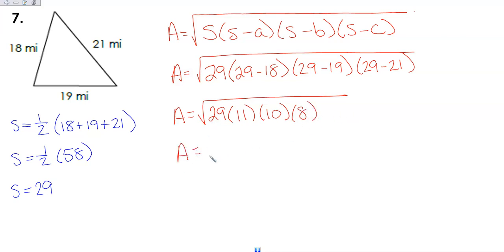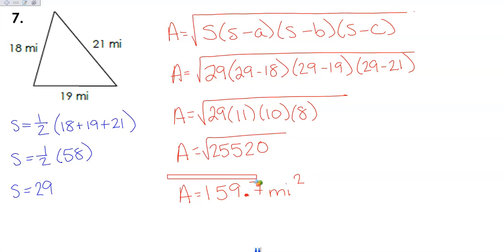If I multiply those four numbers together, I'm going to get the square root of 25,520. Take the square root of that in your calculator and you're going to get 159.7 when we round to the nearest tenth, miles squared. And it doesn't exactly say in this problem where to round to. Anytime you're not told where to round, go ahead and just be safe, round to a tenth.